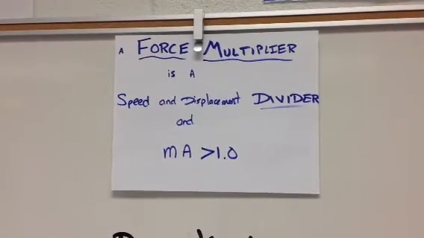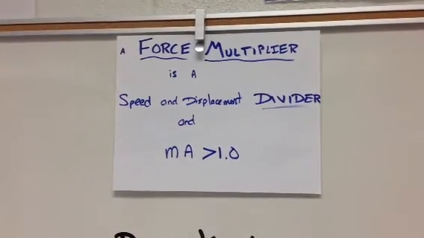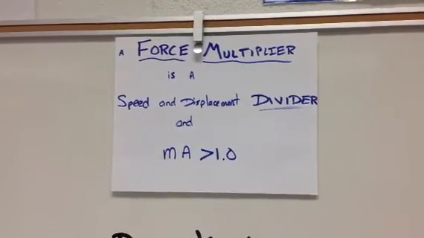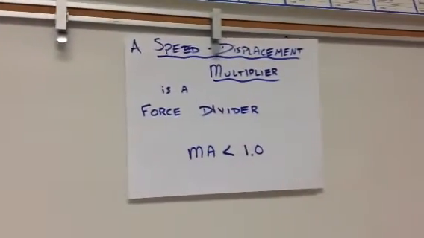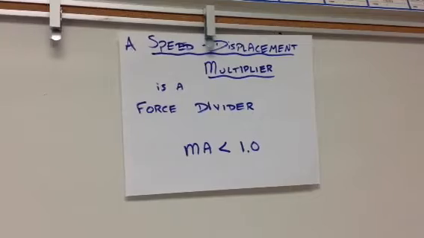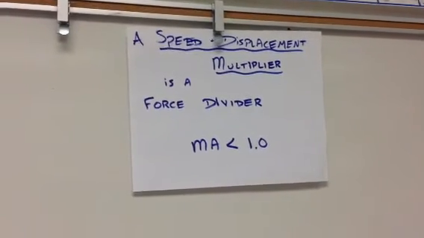Some machines are designed to be force multipliers. Their mechanical advantage is greater than 1. Other machines are designed to be speed and displacement multipliers. Their mechanical advantage is less than 1.